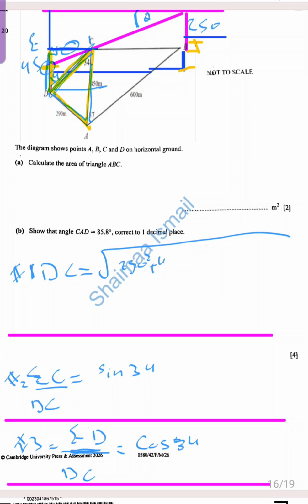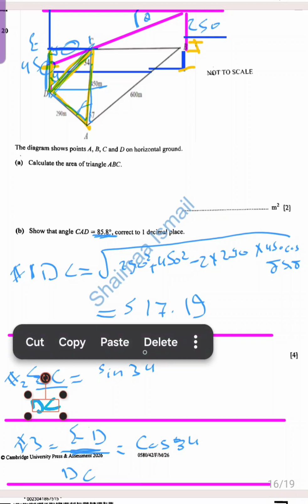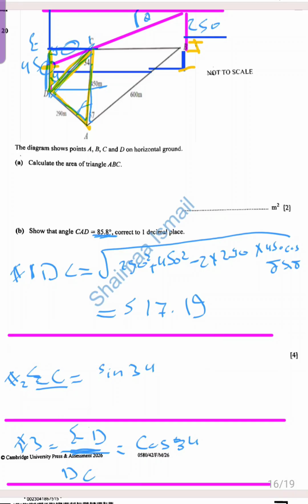Let's do this. So the DC here will be the root of 290 squared plus 450 squared minus 2 multiplying by 290 multiplying by 450 multiplying by cosine. Here, remember, this was 85.8, which on your calc will be equal to 517.19 as a first step. So we're going to take this DC and write it here, 517.